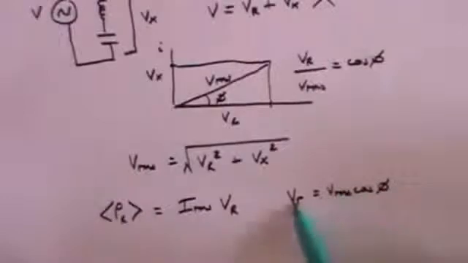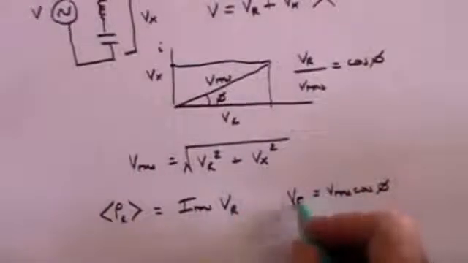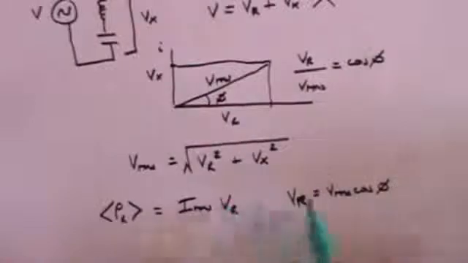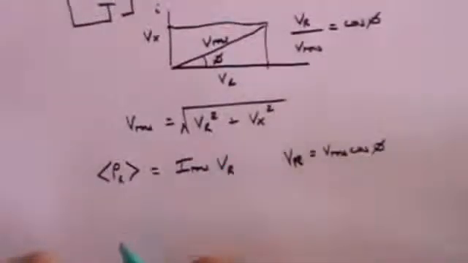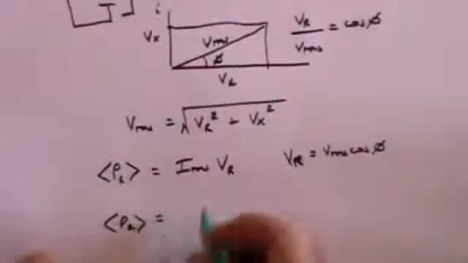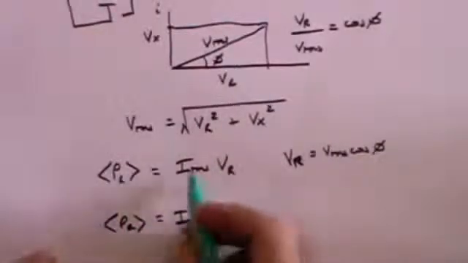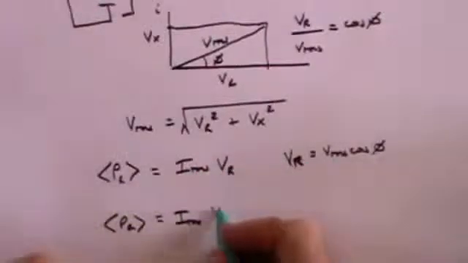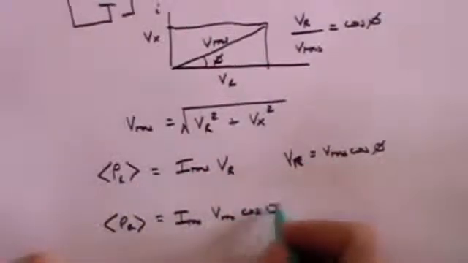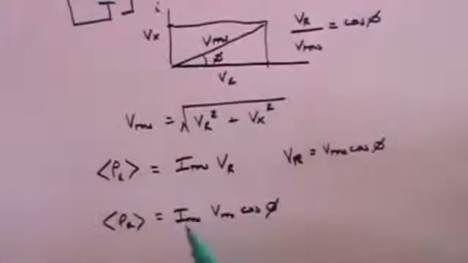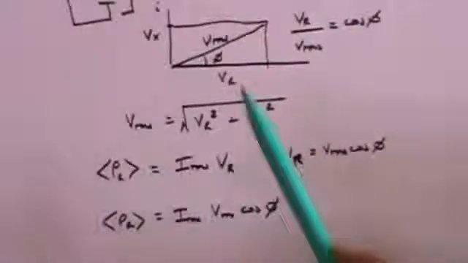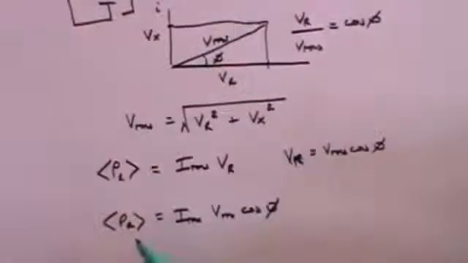So we can substitute this VR for here, and that means that we get that the power loss across the resistance is equal to IRMS, which is this term here, times VR, which is VRMS times the cosine of the angle phi. So if you know the root mean square of the current and the root mean square of the voltage, multiply that by the cosine of the phase angle, and that gives you the power loss in the resistance.